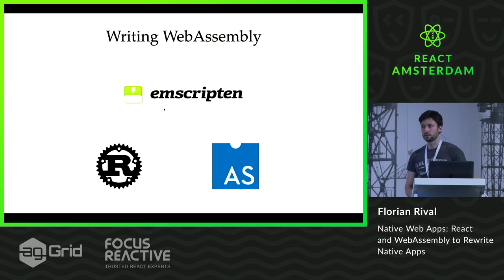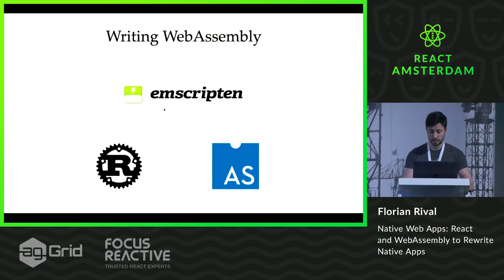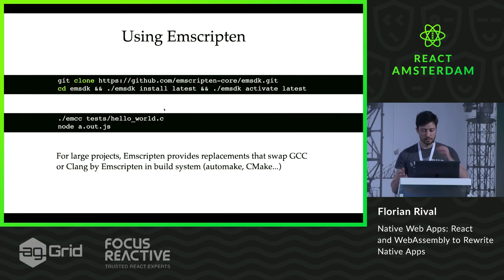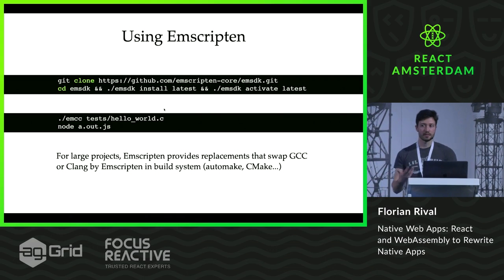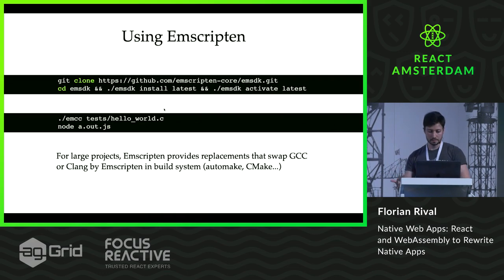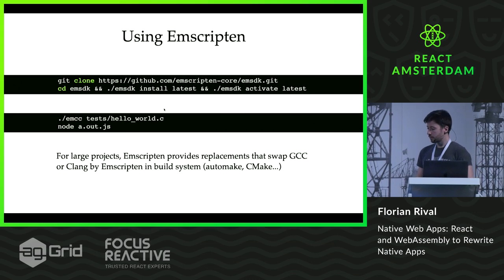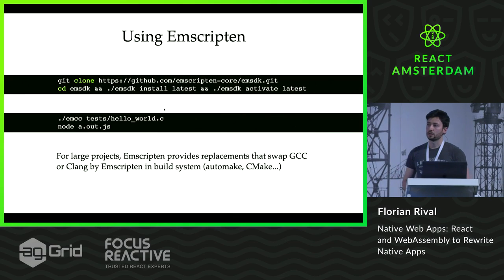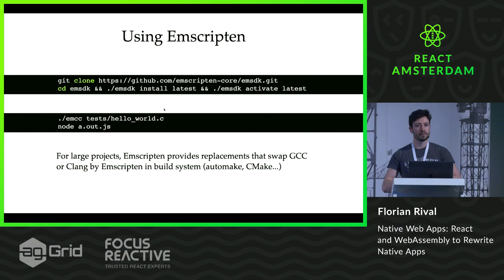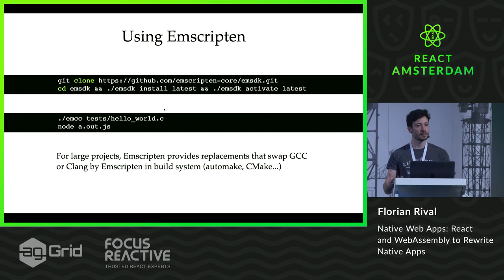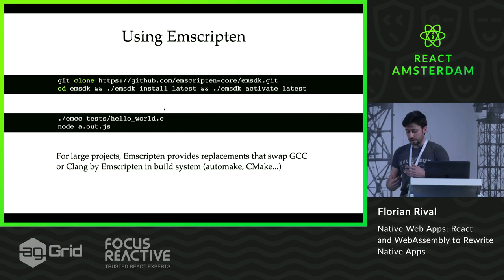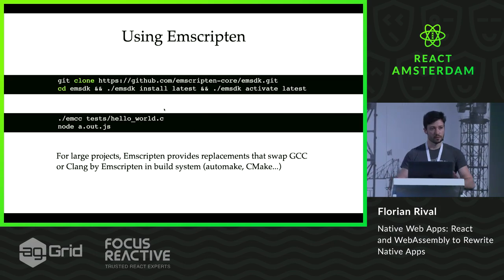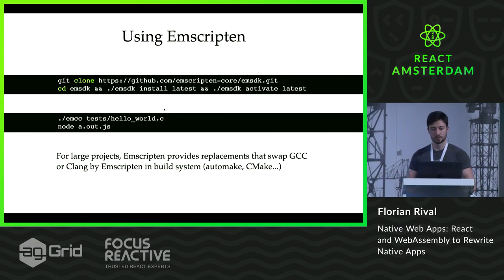I'll speak mostly about Emscripten because that's what I've been using. The idea is that if you want to use Emscripten, basically you download the SDK, install it, activate it, and then it provides you with a compiler that is a drop-in replacement for GCC or Clang, which are the two major C++ compilers. And instead of running the compilation of your whole project using GCC or Clang, you're using emcc. And at the end, hopefully, if nothing breaks, you're getting the WebAssembly module.